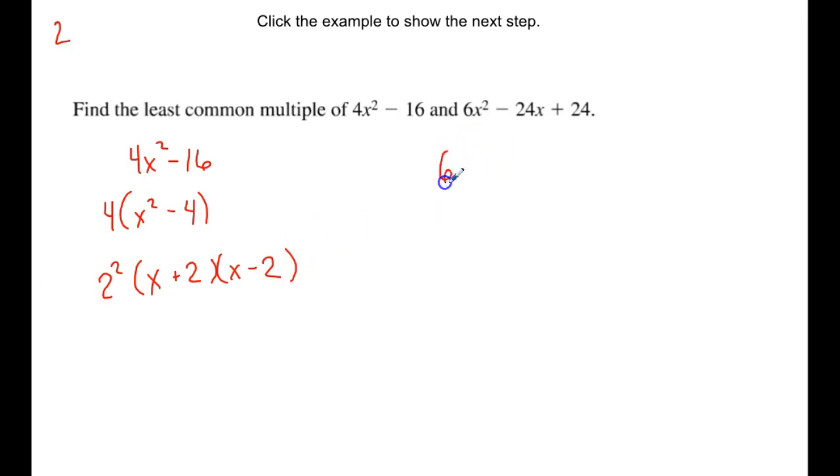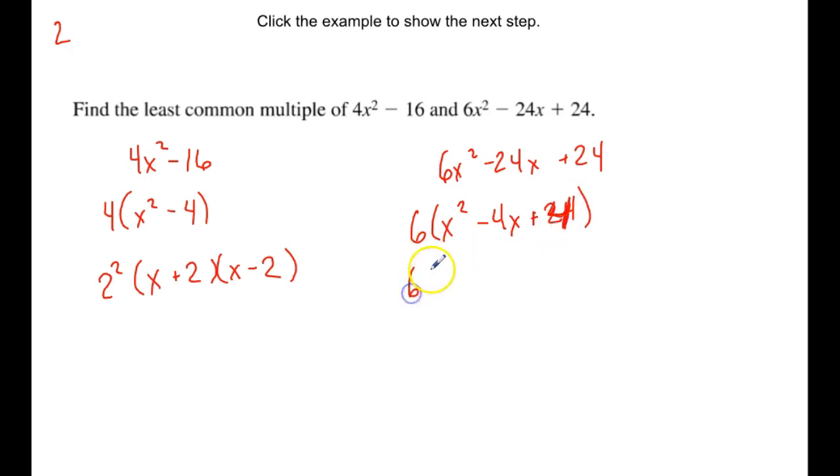So now let's look at the second one, 6x squared minus 24x plus 24. I notice that I can factor out a 6 from all of the terms, so I end up with x squared minus 4x plus 24. Oh, I'm sorry, plus 4. So now I want to factor this trinomial. My 6 doesn't go anywhere. And in reality, let's factor out that 6, because I want to go as small as I can.